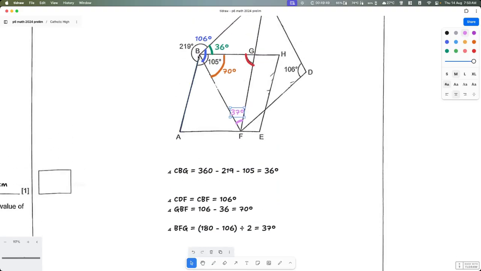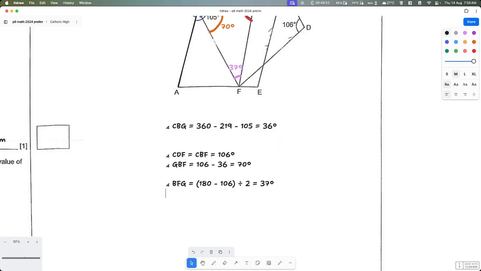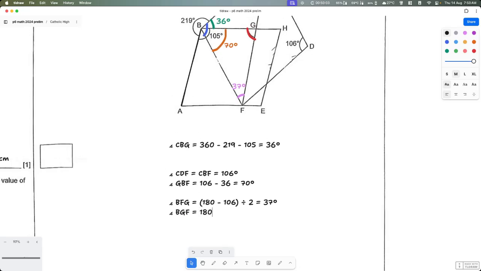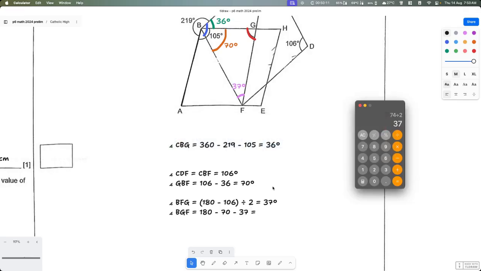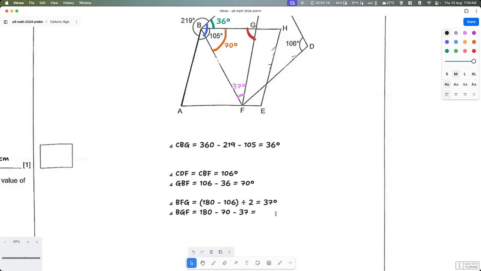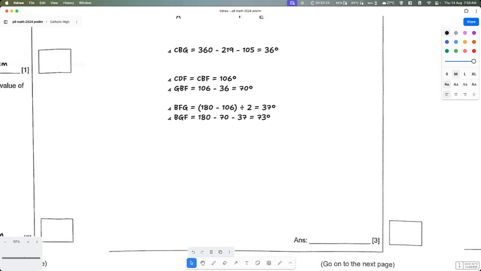Okay, so then we can find angle BGF, which is equal to 180 minus 70 minus 37. So 180 minus 37 and 70, and this will give us 73 degrees over here. So there you go. The answer to this is 73 degrees.